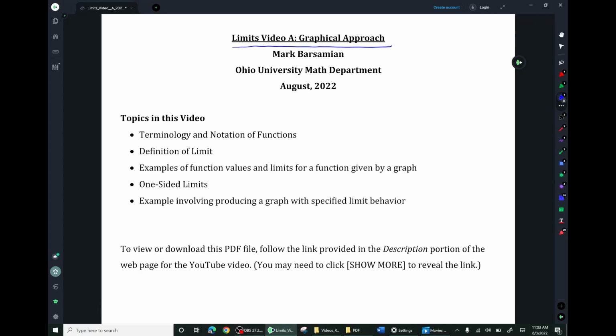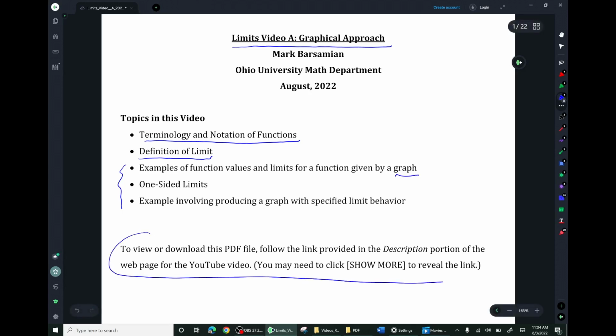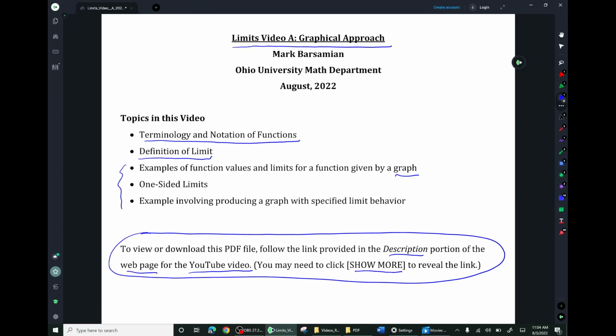Our topics in this video will be the terminology and notation of functions, the definition of limit, and then various examples involving limits for a function given by a graph. And as I said at the start of the video, to view or download this PDF file, you can follow the link that is provided in the description portion of the web page for the YouTube video. You may need to click Show More to reveal the link.